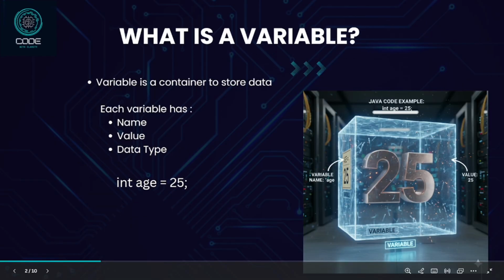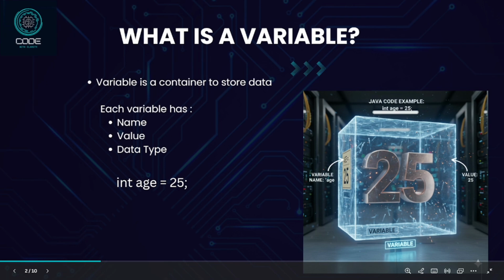Now let's understand what exactly is a variable. In simple words, a variable is a container that stores data. वेरिएबल एक कंटेनर होता है जो कोई भी डेटा स्टोर करके रखता है. You can imagine a variable like a box. Inside that box, we store some information, but every variable must have three important things: name, value, and data type. Okay. So now let's understand this with a simple example.